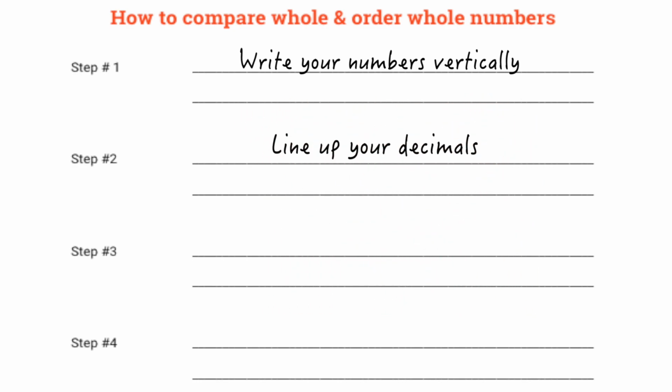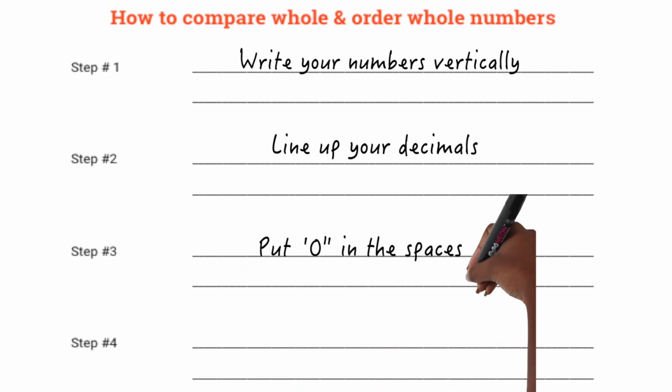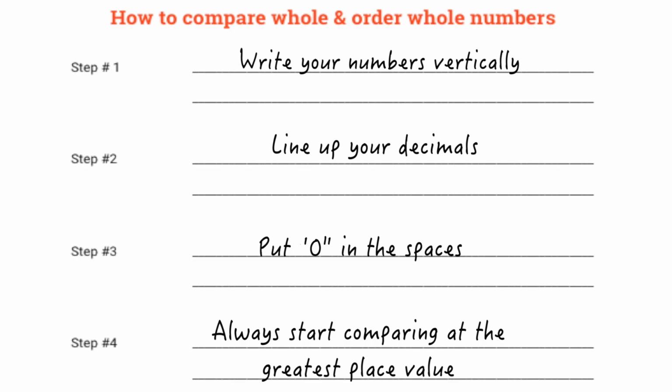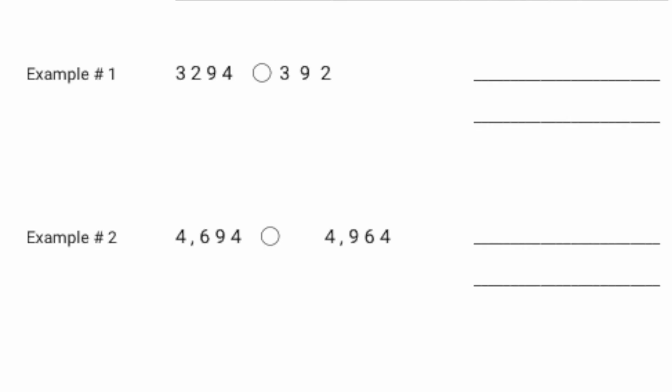Step number 2. You're going to line up your decimals. Even if your numbers don't have the decimals, we're going to practice how to add the decimals. Step number 3. You want to put a 0 in spaces you have. And step 4, you're always going to start comparing at the greatest place value on the left hand side. Let's look at a few examples.